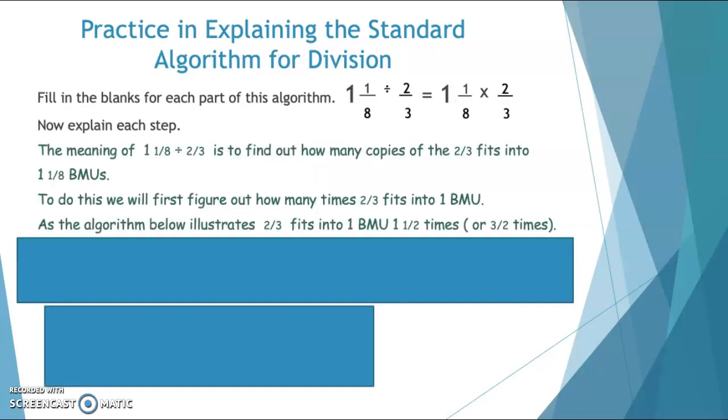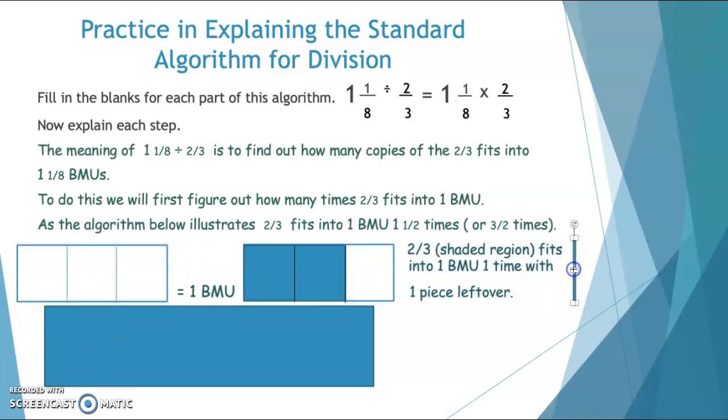Okay. So to explain the steps, the meaning of 1 1/8 divided by 2/3 is to find out how many copies of 2/3 fit into 1 1/8 basic measuring units, BMUs. To do this, we first need to figure out how many times 2/3 fits into 1 BMU. As the algorithm below illustrates, 2/3 fits into 1 BMU 1.5 times, or 3/2 times. So let's take a look.